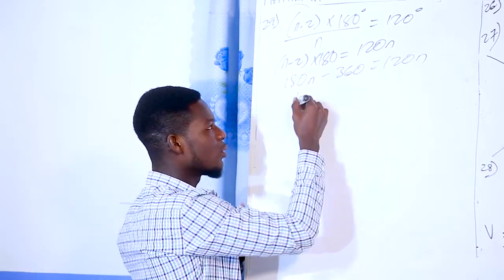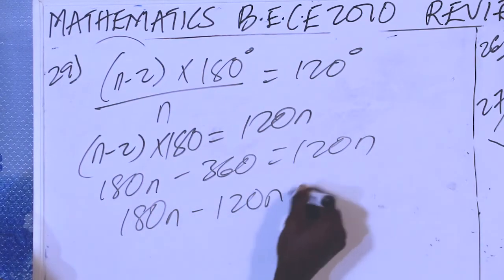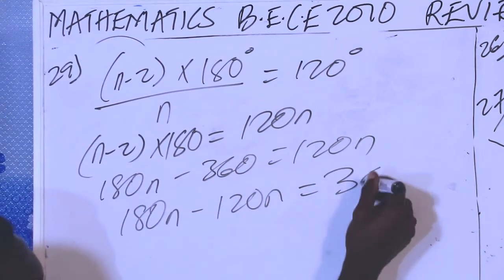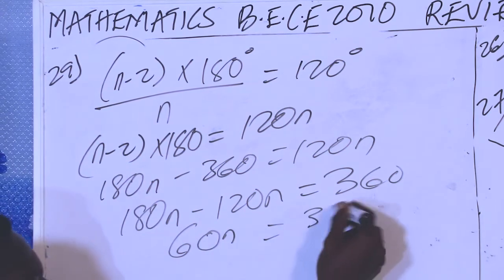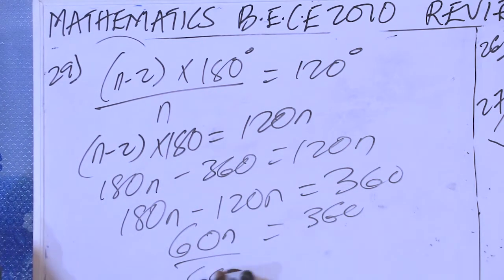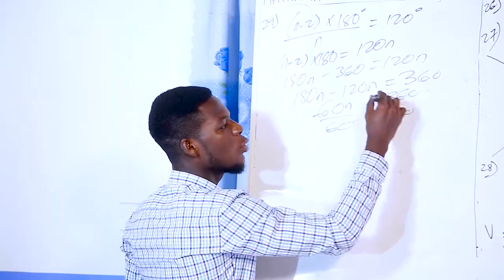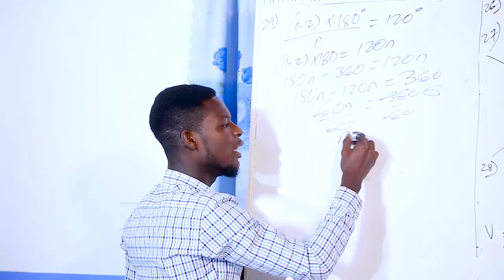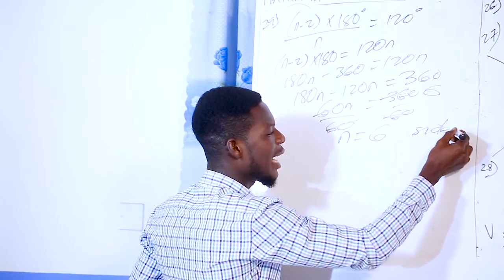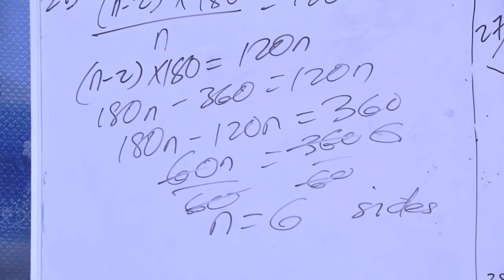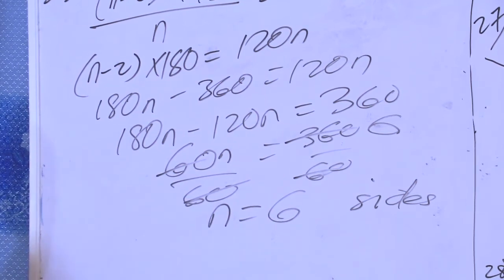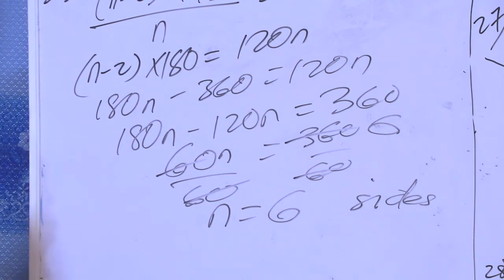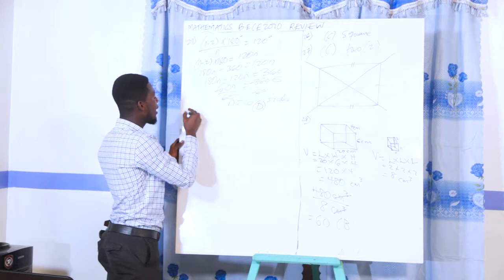Then we group like terms. 180n minus 120n. The 120n will go to the other side, and the 360 becomes positive. 180 minus 120 is 60n equals 360. We want to find n, so we divide both sides by 60. 60 will go into 360 six times, which means the polygon has 6 sides. So n, the number of sides, is 6. Looking at the options: A is 3, B is 4, C is 5, and D is 6. So the correct answer is D, 6 sides.